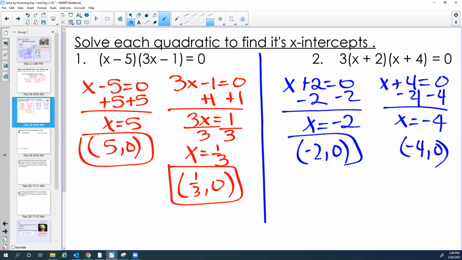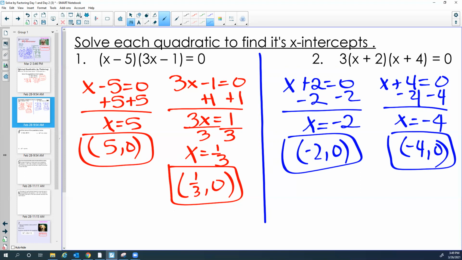If you want the steps, that would be the reason to actually write this completely out. But notice, I had a positive 2, my x-intercept ended up being a negative 2. I had a positive 4, my x-intercept ended up being negative 4. And it happened each time when x had a coefficient of 1.